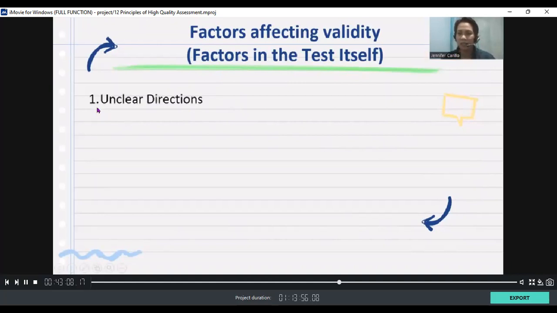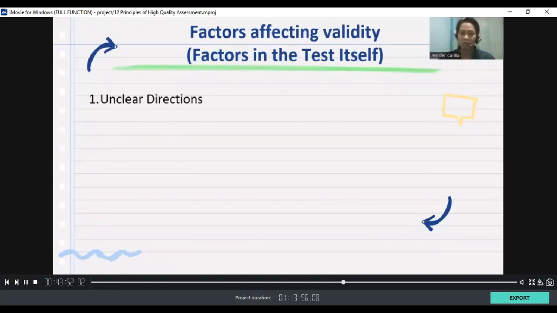First, a factor that can affect validity is unclear directions. So you need to make sure that you state clear directions. Directions or instructions are very important because they will guide the students on what to do. For example, whether the students will shade, encircle, underline, or write before the item, write on the blank, or answer on the answer sheet. So your directions or instructions should be clear. Because if you have unclear directions, you might misguide the students.